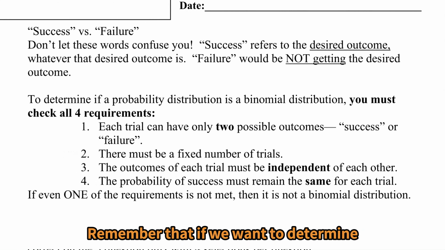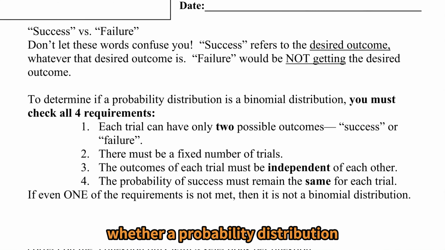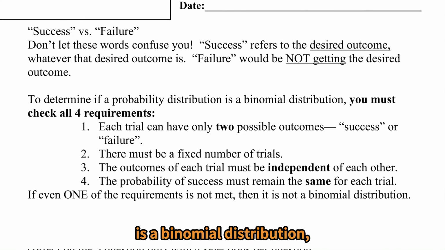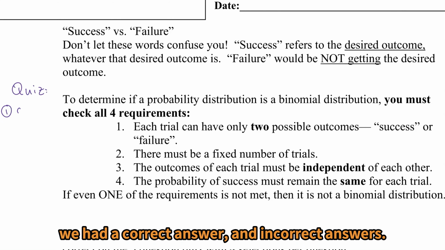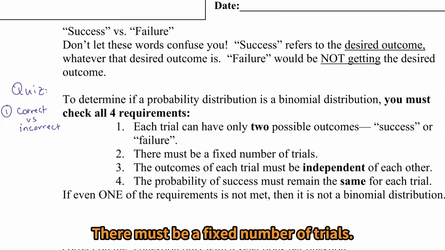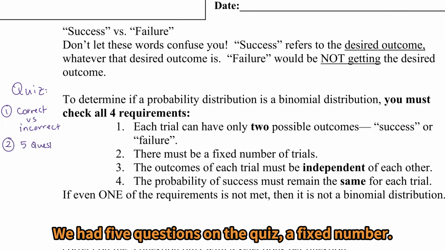Remember that if we want to determine whether a probability distribution is a binomial distribution, we have to check all 4 requirements. So that quiz that we took at the beginning, let's walk through them. Each trial can have only 2 possible outcomes, success or failure. For the quiz, we had a correct answer and an incorrect answer. There must be a fixed number of trials. We had 5 questions on the quiz, a fixed number. It cannot go on forever and ever. There has to be an ending.